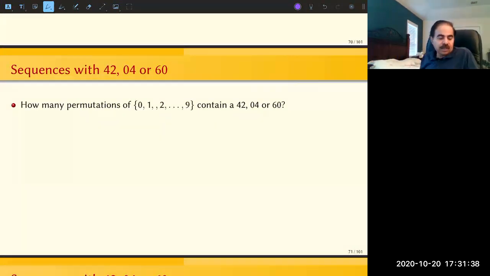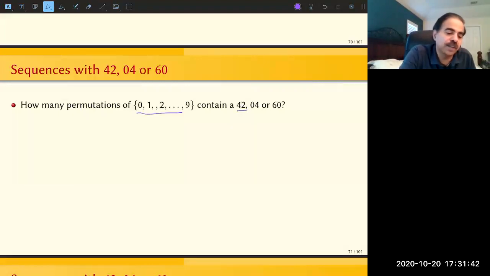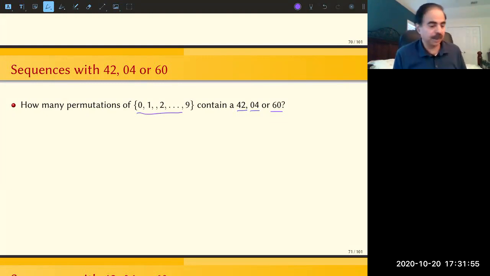How many permutations of these numbers contain a 42, 04, or 60? Okay, so how can we approach this problem? It's an application of the inclusion-exclusion principle, but let's not worry about it for the moment. So let's first say, how do we count permutations that contain a 42?